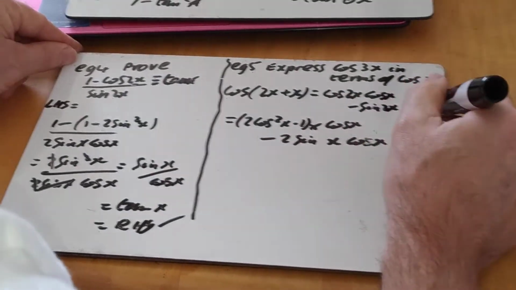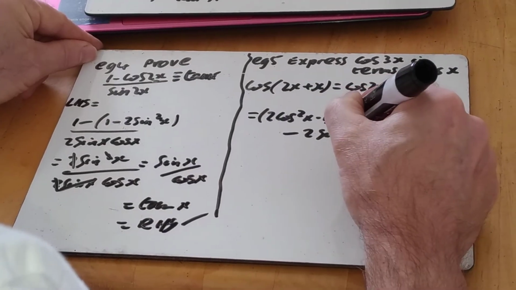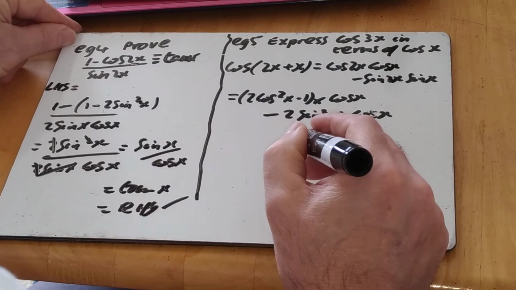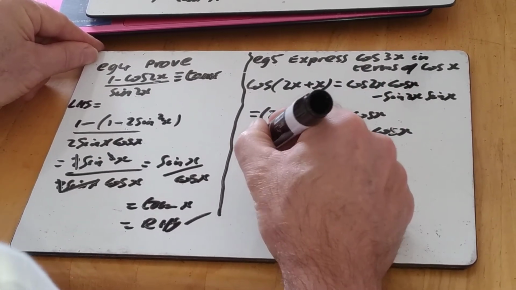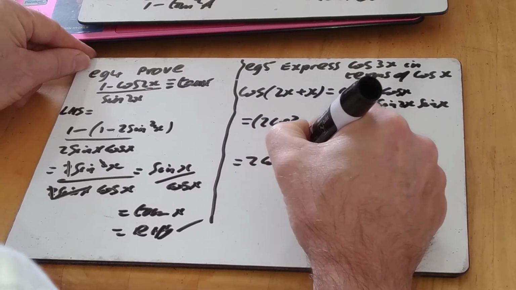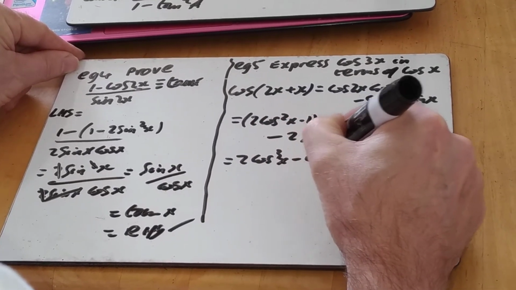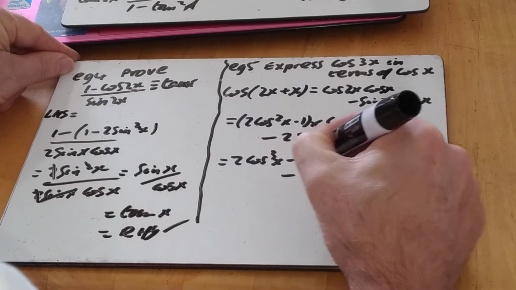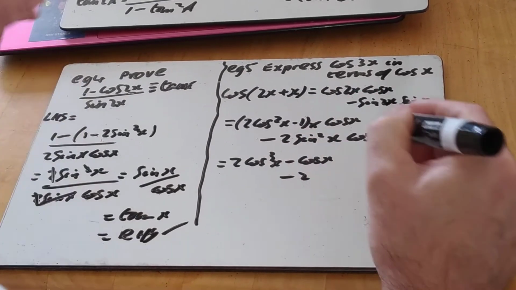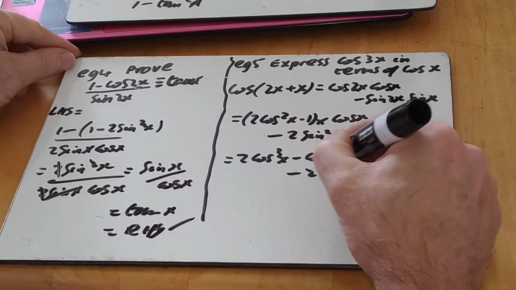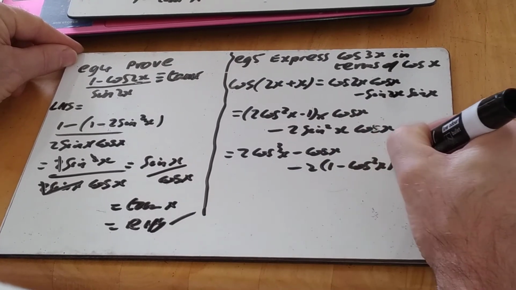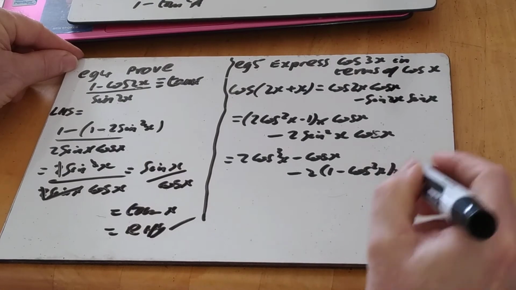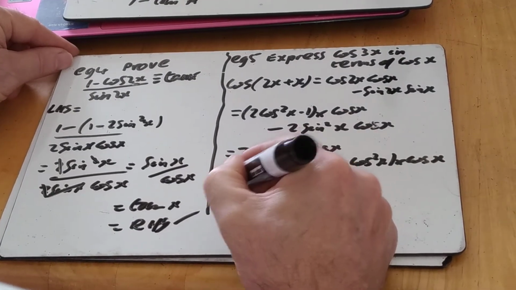2 sine x cos x, and because I'm going to times by another sine x, that sine becomes sine squared. And I'm nearly there because I can times this out to get 2 cos cubed x minus cos x, and then minus 2, instead of sine squared, back to the Pythagorean, 1 minus cos squared times cos. And everything's in terms of cos, I've just got to times it all out and tidy it all up.